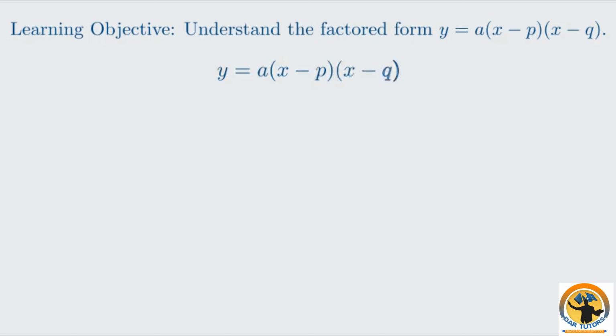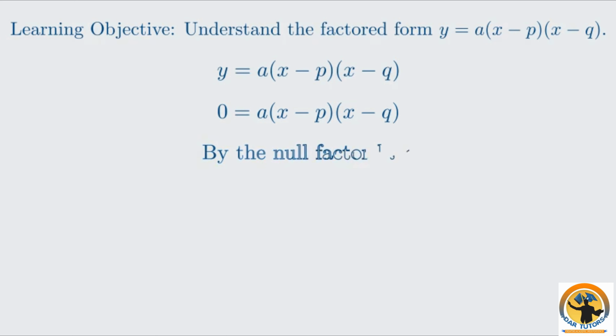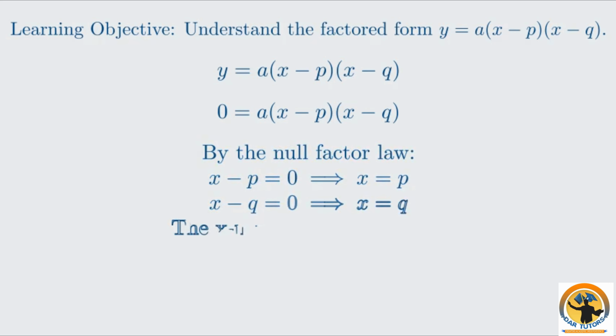To find the x-intercepts, we need to find the x values where y is 0. So we set the function equal to 0. By the null factor law, if the product of these factors is 0, at least one of the factors must be 0. So either x minus p equals 0, which means x equals p, or x minus q equals 0, which means x equals q. Therefore, the x-intercepts of a quadratic in this form are simply p and q.